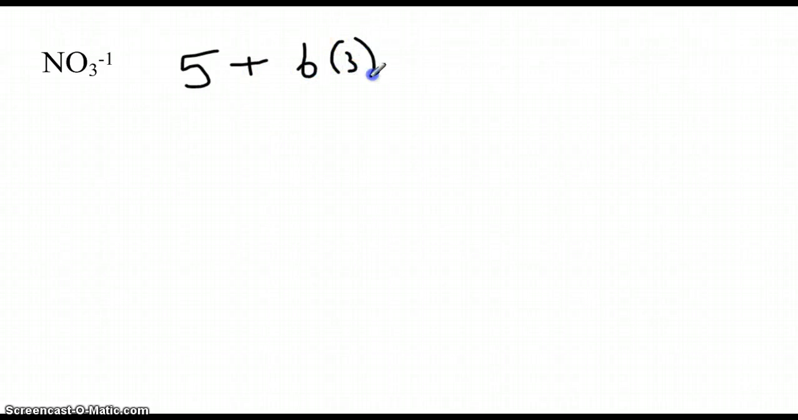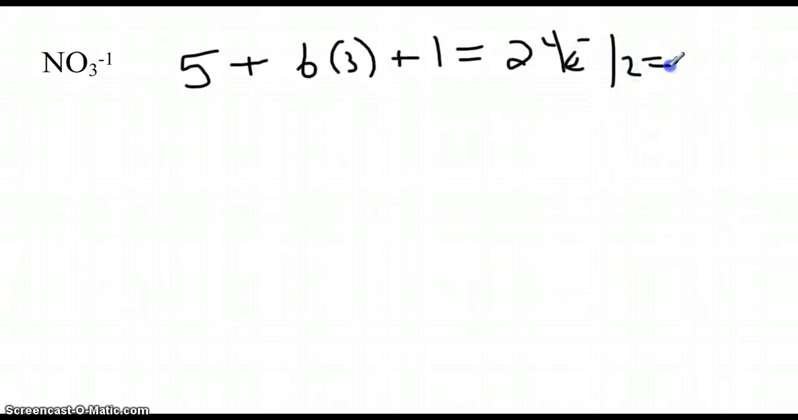So here we have 5 valence electrons for the nitrogen, 6 from each oxygen. There's 3 of them. And then remember, if I see a negative, if I see an ion, that means it has lost or gained electrons. And that negative tells me that it gained 1 electron, so I have to add that to my count. So we have a total of 24 electrons, which means we've got 12 pairs.